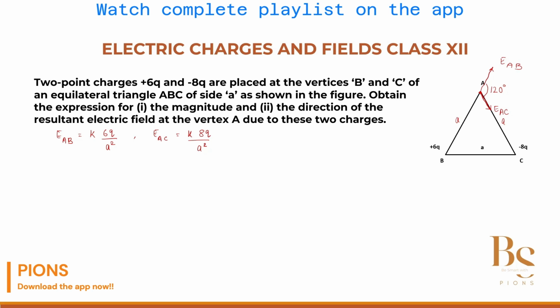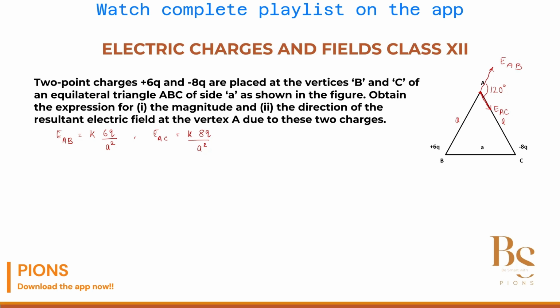If it was positive, it was supposed to be away. So these arrows are already considering the signs, so you will not repeat the sign again. That's why for EAC, we have not taken the negative sign here. So you have to avoid signs in which cases? Fields and forces. Be very careful with that.